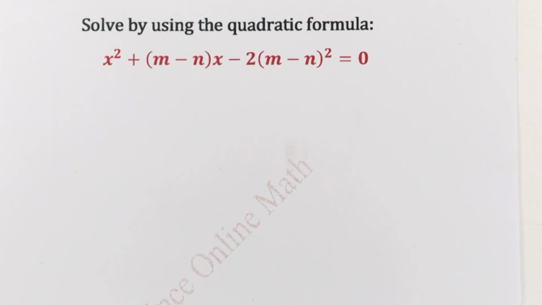Let us look at this nice question. Solve by using the quadratic formula. You have x squared plus (m minus n)x minus 2(m minus n) squared is equal to 0.